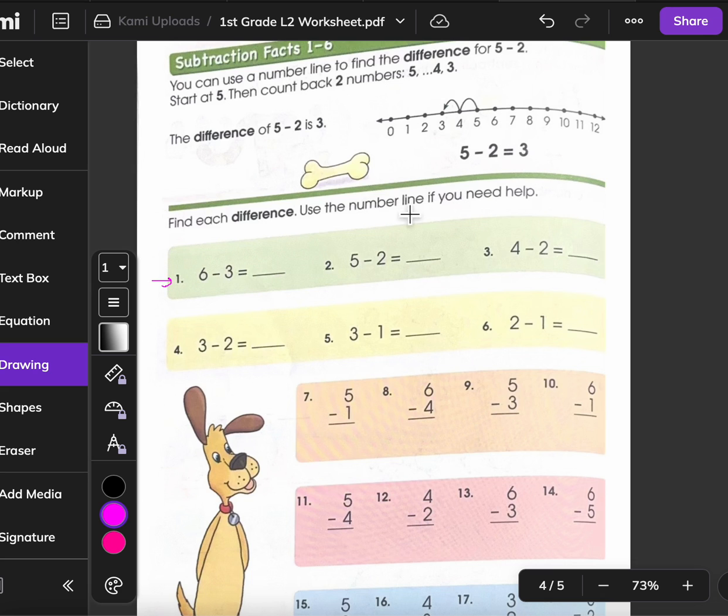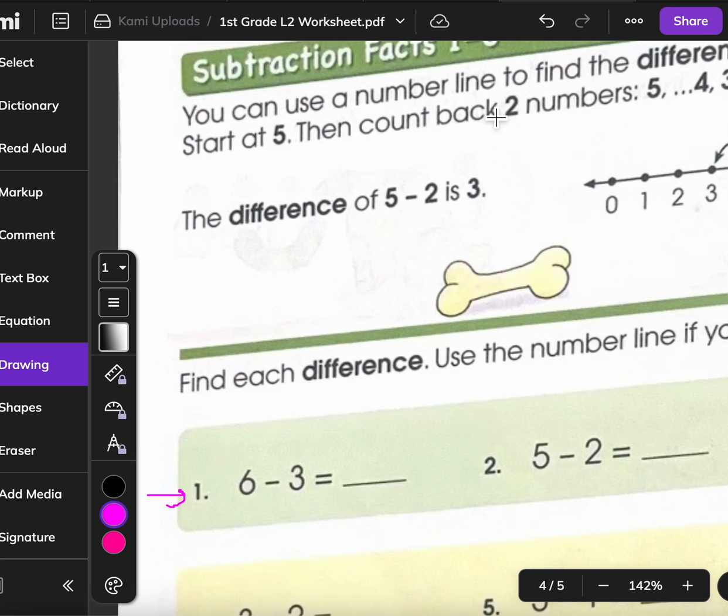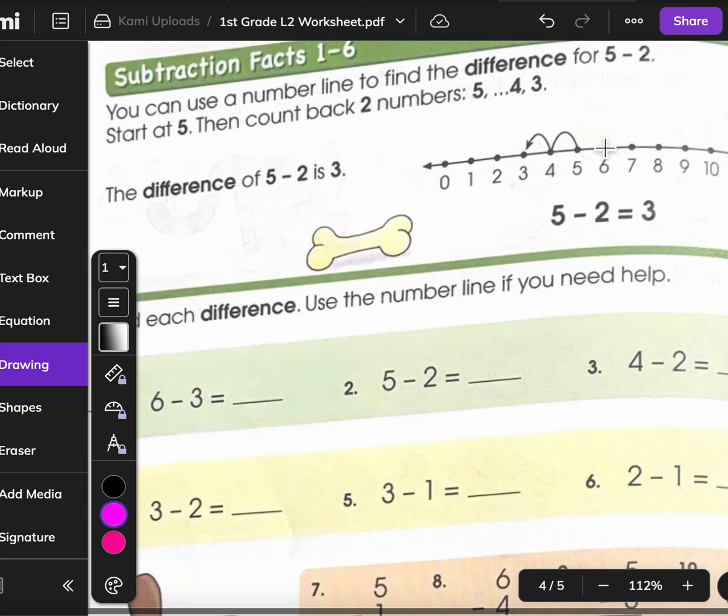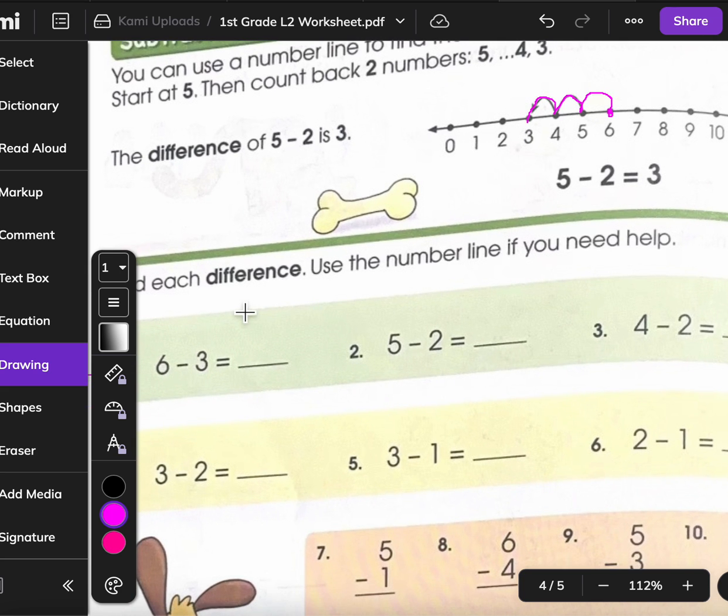So we have 6 minus 3. So if we use the number line, we start at 6, but it's minus. So we're not going to go this way. Instead, we're going to go the opposite way. So 1, 2, and 3. So that gives us an answer of 3.